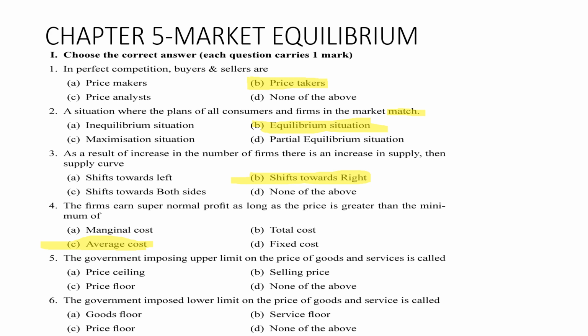Fifth one, the government imposing upper limit on the price of the goods and services is called. We have seen this in the match the following as well. So the answer is going to be, upper limit means it is the price ceiling. Next one, the government imposed lower limit on the price of the goods and service. It is called as price floor. So option C is your answer.